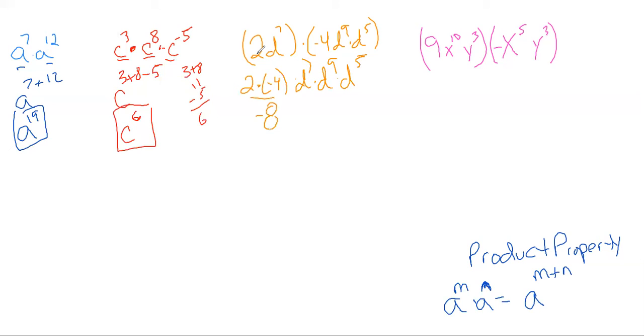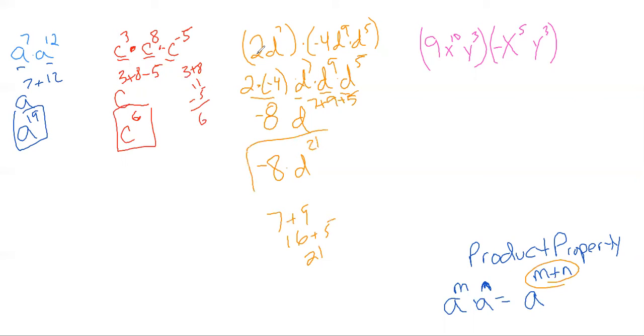It is -8. Once again, all the bases are the same, so we can add those exponents. So what is essentially d to the 7 plus 9 plus 5? We write -8 times d, 7 plus 9 is 16, plus 5 is 21. So we write -8d to the 21st power. Let's go to the last one.